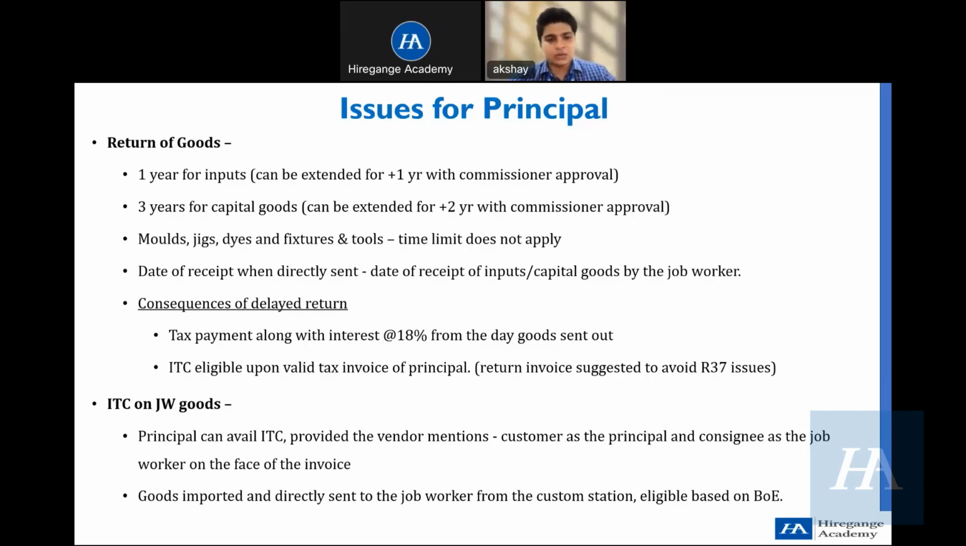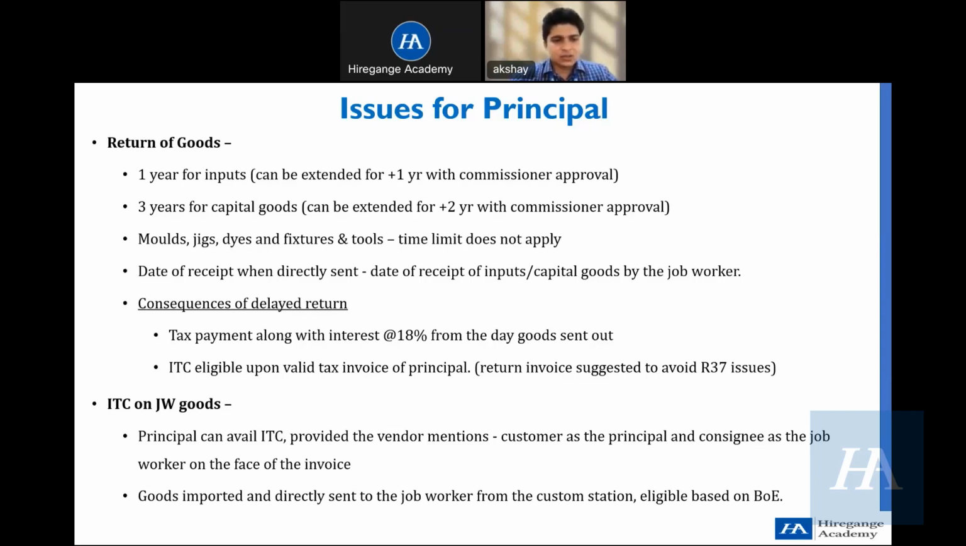And the best way to ensure that there are no difficulties in this, because of the simple fact that the job worker may not be able to pay the principal against this tax invoice, is that he can raise another invoice against the invoice that he's received to send the goods back, and also send the goods back physically to the principal. What this ensures is that the tax does not become a cost to the principal in this transaction, and only the interest would be the cost for delay in return of the goods.